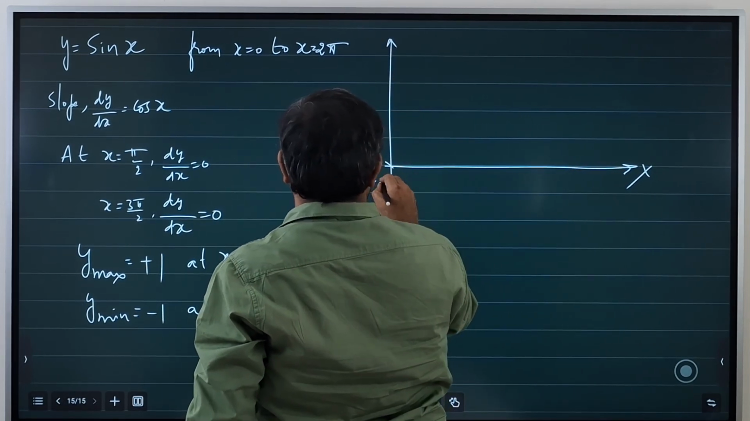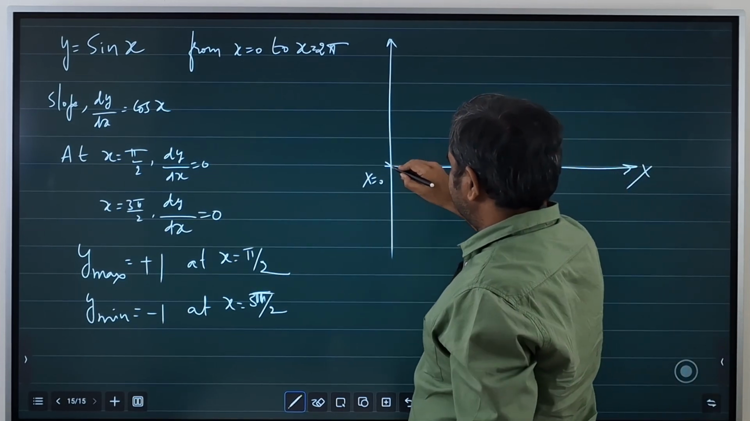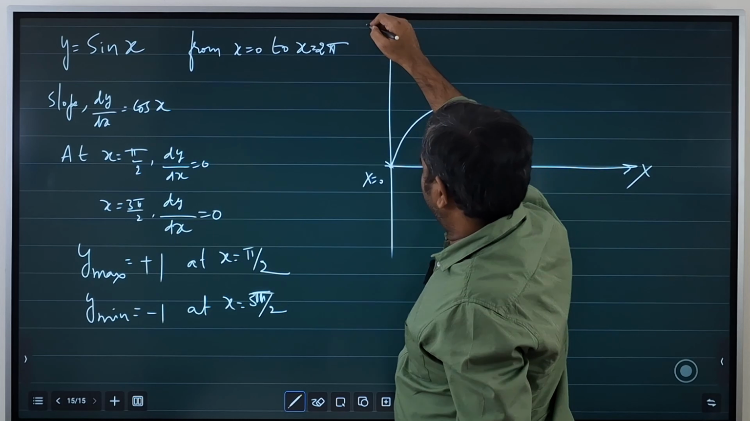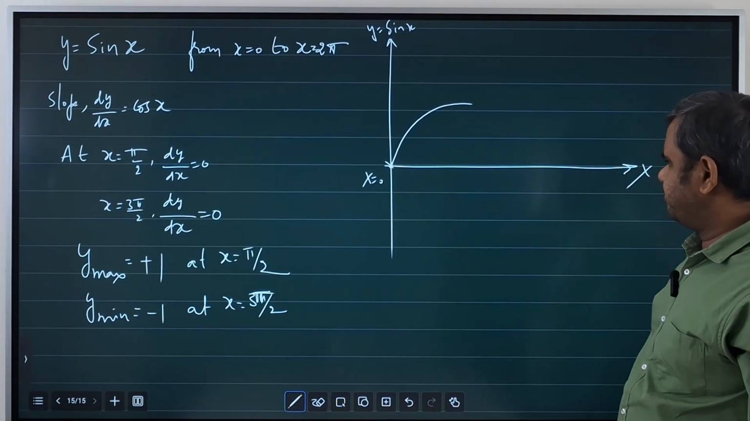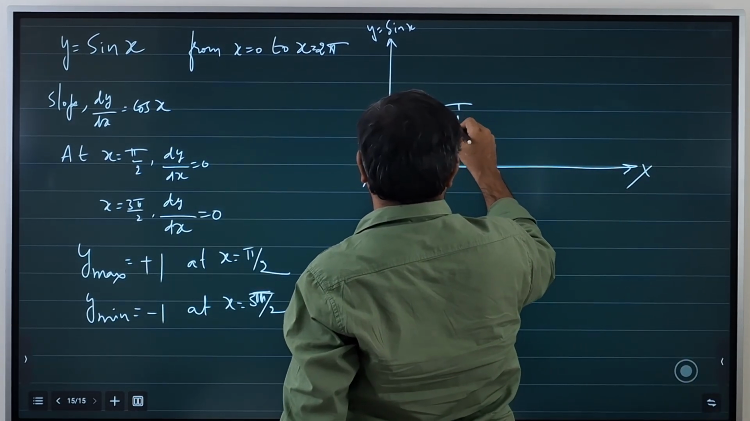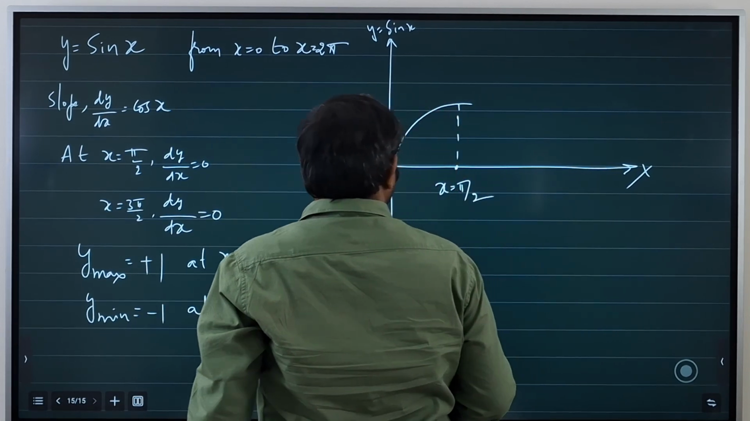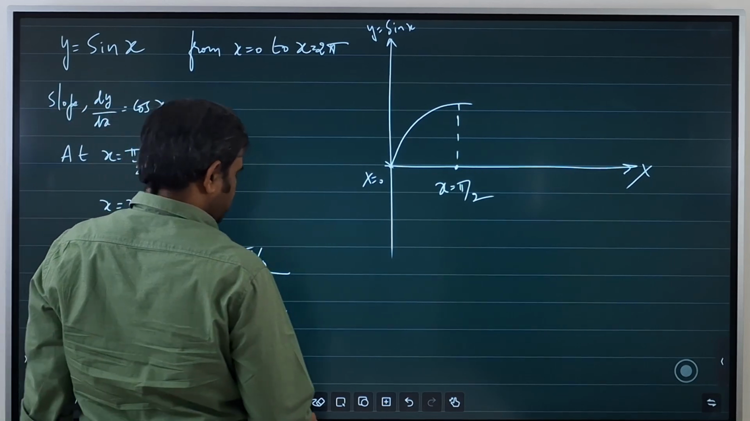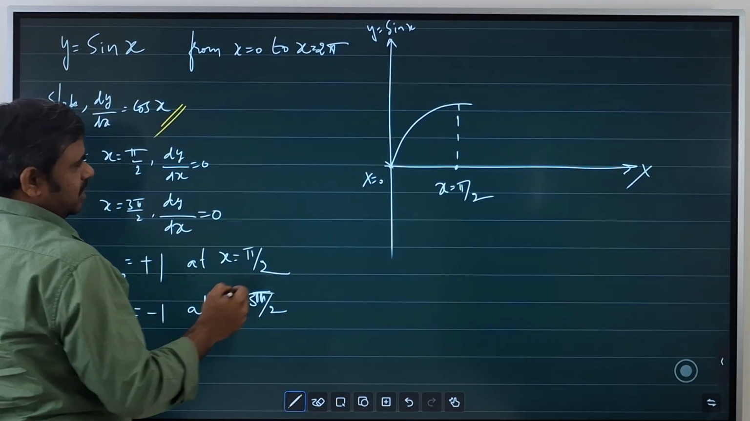This is x is equal to 0. At x is equal to 0, y is 0. The graph passes through origin. Look, y increases. Y means sin x. Y increases. It means sin x increases. And sin x becomes maximum at x is equal to pi by 2. Sin x is increasing, but look at the slope. Look at the slope of the graph. I mean, slope of the graph means cos x.